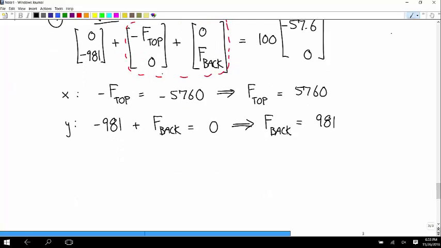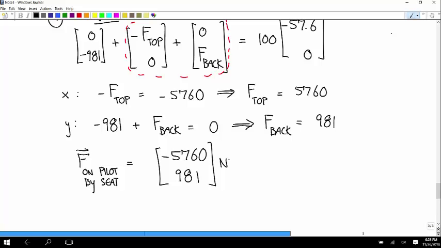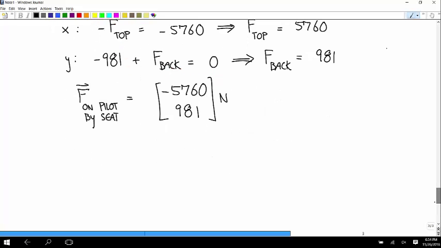And now we can plug these into the force vectors. So the force on the pilot by the seat is negative 5760, positive 981. I just added those two vectors together to make one. And the units are newtons. That's the force on the pilot by the seat.